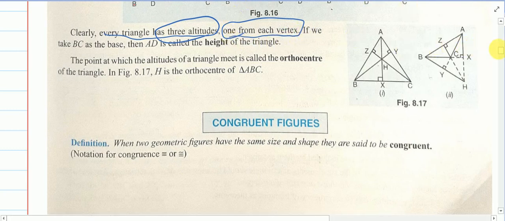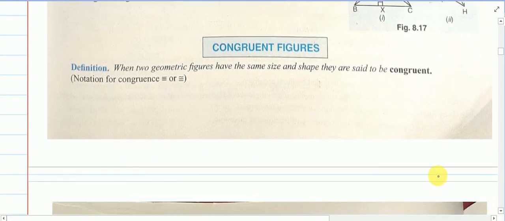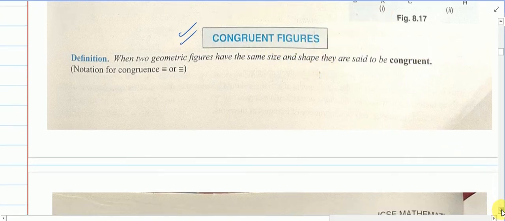Now we are coming to a new topic, and this topic is called congruency of triangles. Here a definition is given for congruent figures. What you are supposed to write, I will tell you.